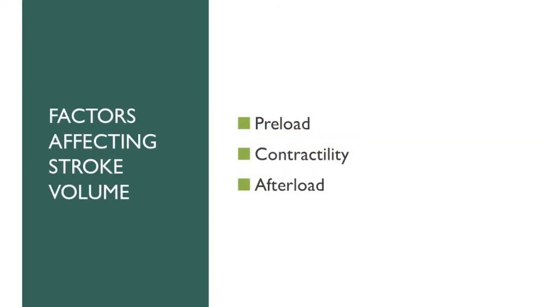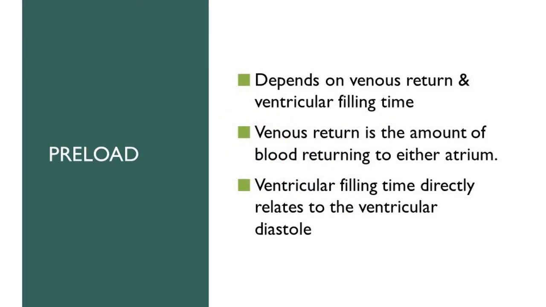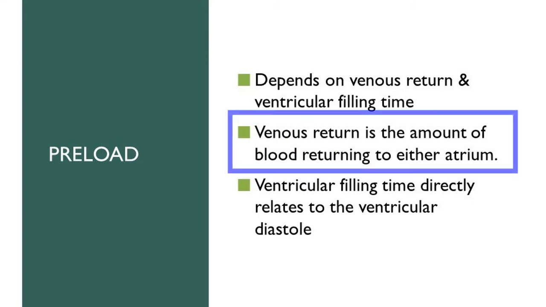Let's see the factors that affect stroke volume. So here we need to look at three factors which will affect stroke volume: preload, contractility and afterload. Preload depends on the venous return and the ventricular filling time. So venous return is the amount of blood returning to either atrium.